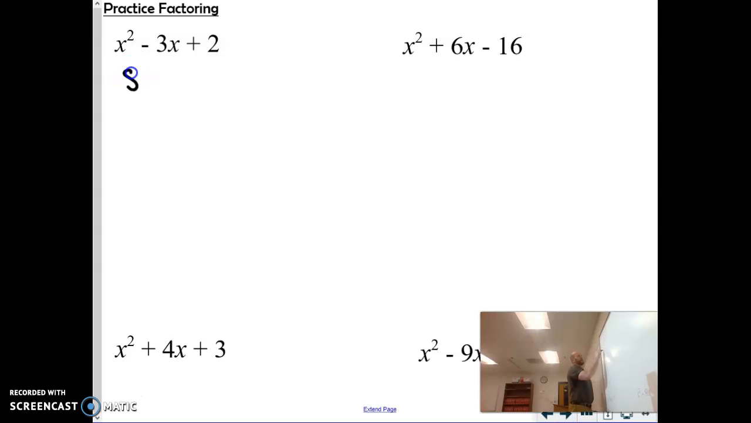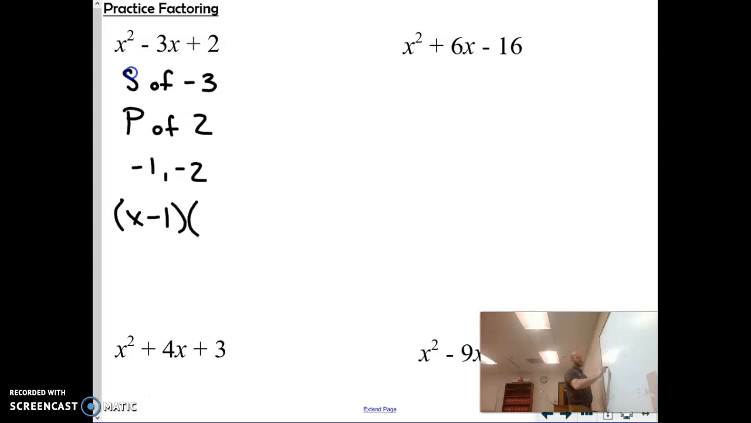For this one, I'm just going to abbreviate this as sum, or s, of negative 3 and product, or p, of positive 2. In this case, since the middle term is negative and the final term is positive, both of our terms are going to be negative. And again, the numbers that fit the bill here, negative 1 and negative 2, are an easy transition for us into our binomial factors of x minus 1 times x minus 2. Keep in mind that every time you're looking for that same pattern of how do I get these numbers to fit? How do they match?